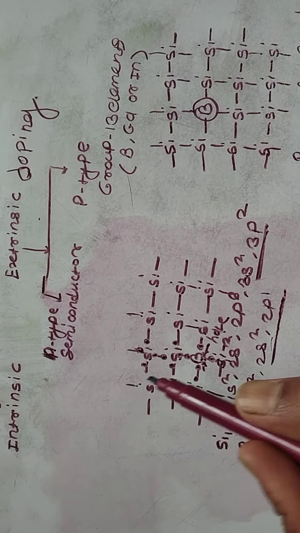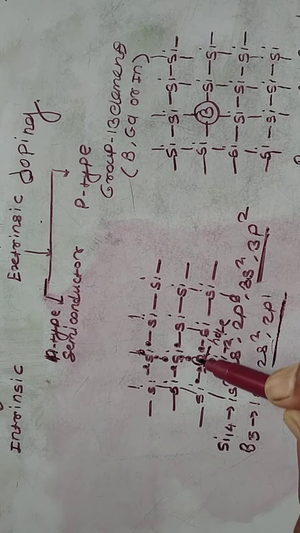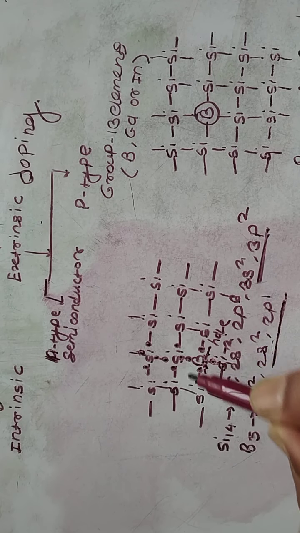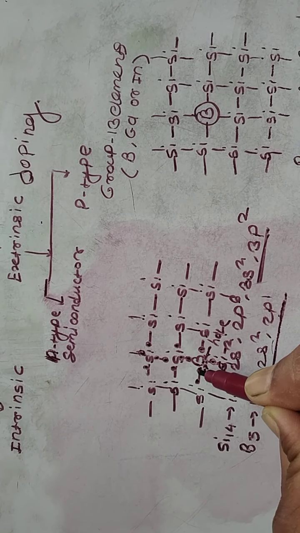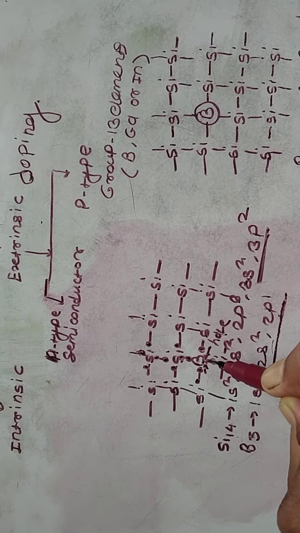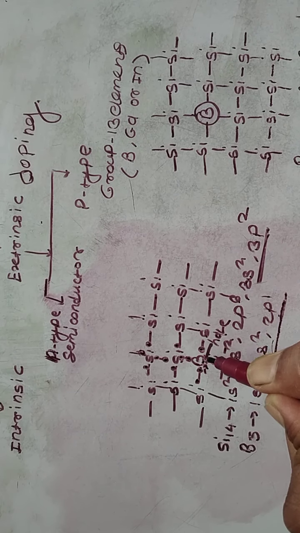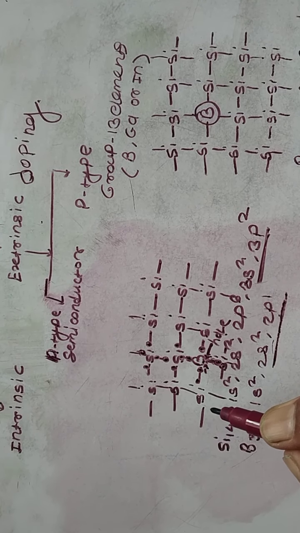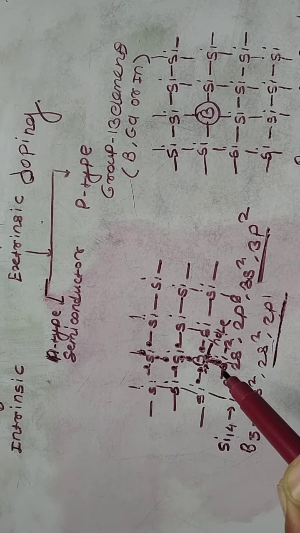A total of 4 electrons is required to form 4 covalent bonds, 1, 2, 3. But here there is no electron. You can see here only 3 electrons in its valence shell. This is 1, this is 2, this is 3. But for bond formation between this silicon and this boron, one more electron is required, but this space is empty. That means a hole is present here, or you can also call it a vacant space.